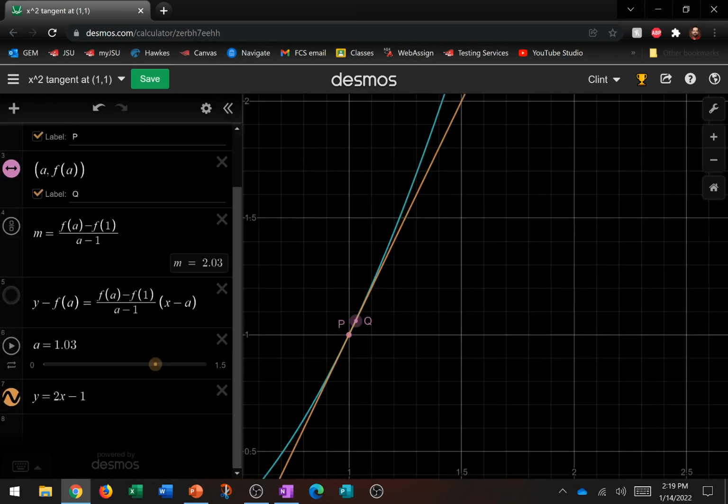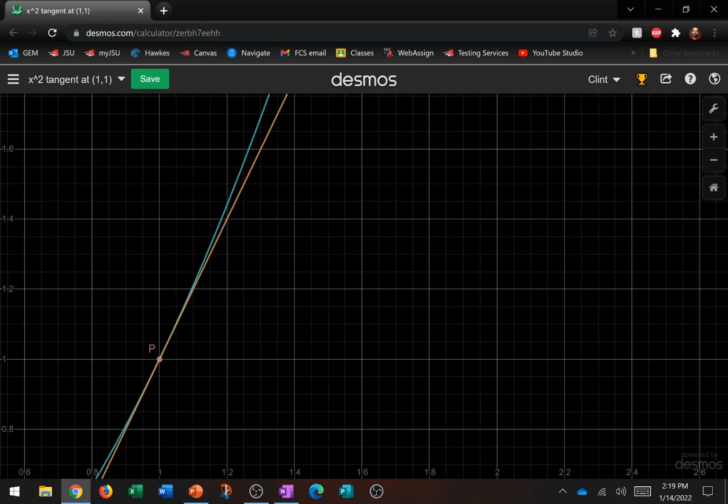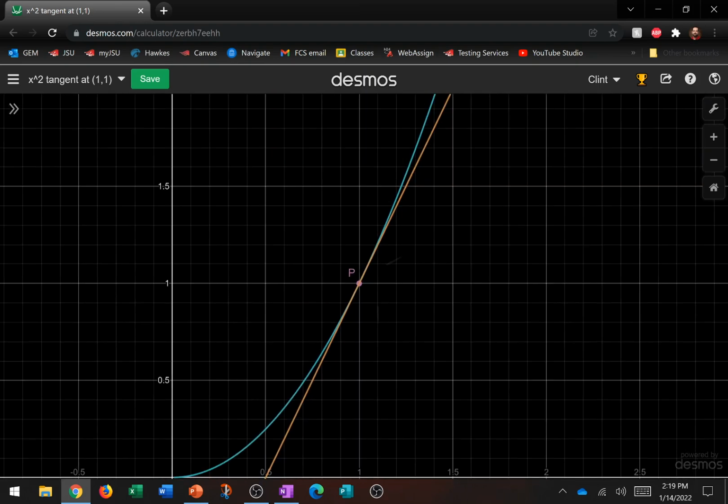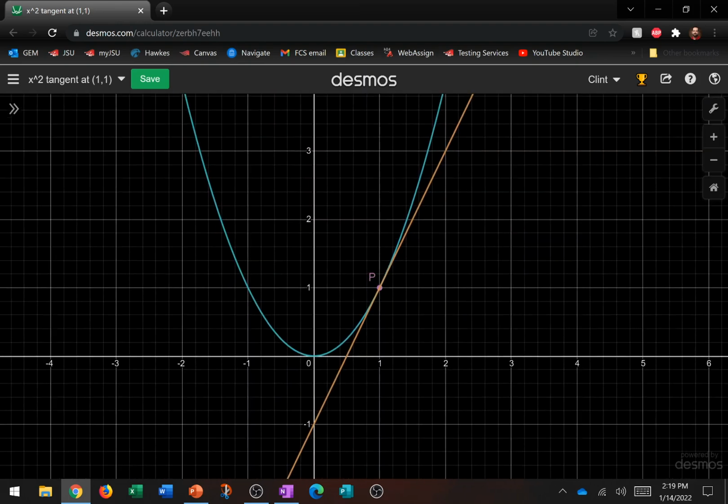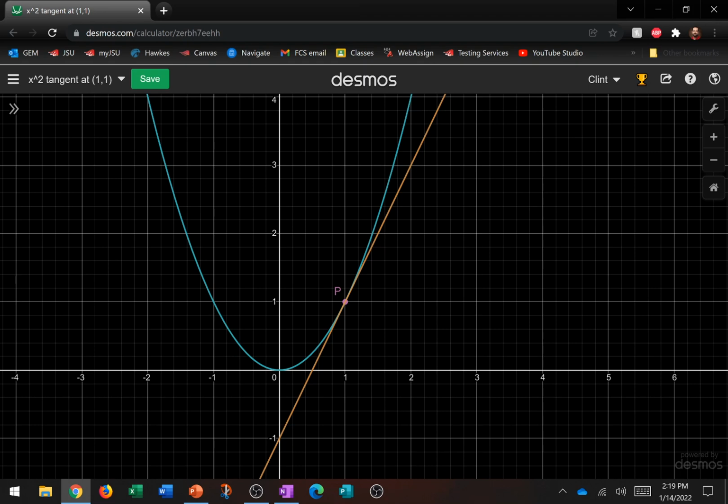Hang on, let me get Q out of the way here. There's our point P. There's our tangent line, 2x minus 1. It only touches our graph, y equals x squared, at 1 point, right at the point 1. What we're after, that's our tangent line. Okay.